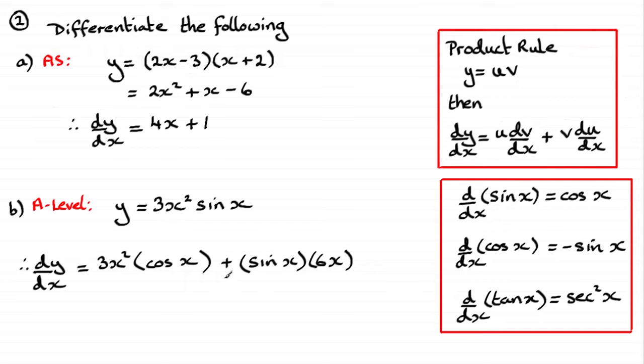Because we've got an addition sign here, it doesn't matter which term you write first, okay? How you approach it, okay? It's what we call commutative. It doesn't matter which way round you go. Okay, so just tidy this up. I'm going to write that 6x in front of the sine x, okay? Looks better that way. So we get 3x squared cos x plus 6x sine x. Or you could obviously have 6x sine x plus 3x squared cos x. That's up to you.